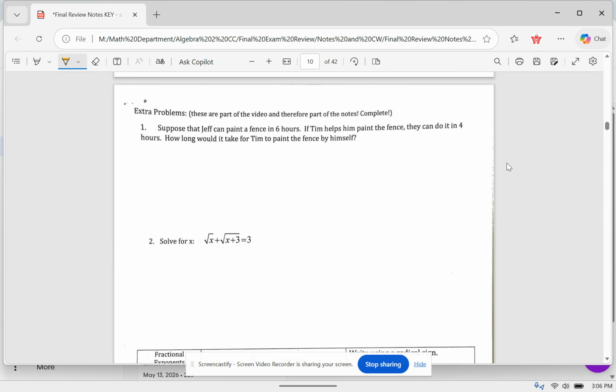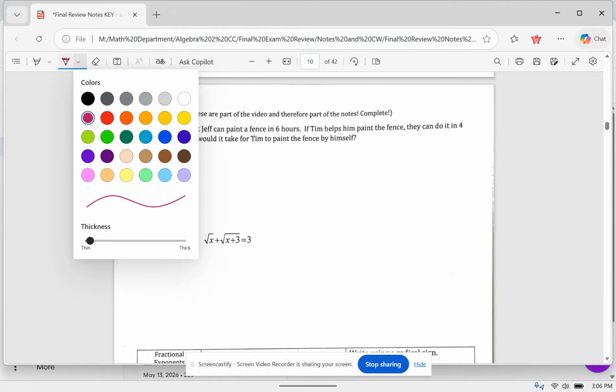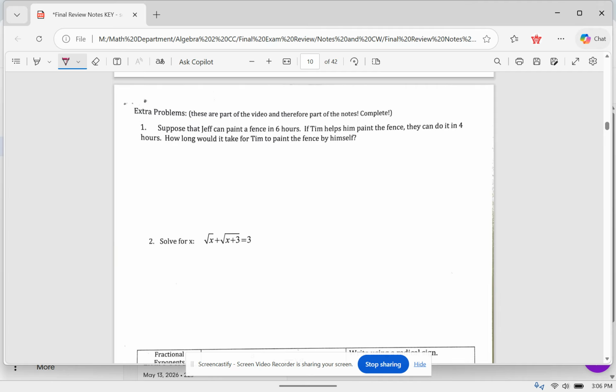So starting with the first one. Suppose that Jeff can paint a fence in 6 hours. If Tim helps him paint the fence, they can do it in 4 hours. How long would it take Tim to paint the fence by himself? So I like to call this my players of the game. I'm going to list them out. I've got Tim, Jeff, and then their effort together.